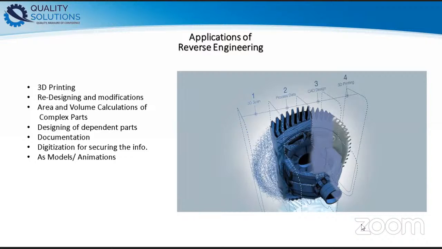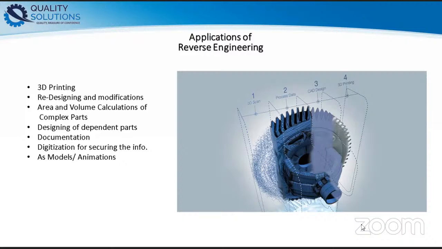It has evolved with time and with the advancement of technologies, and so have its applications. We can use 3D scanning and reverse engineering for 3D printing. Once we have scanned the object and have the mesh data, we can simply go for 3D printing without reversing it. We also use reverse engineering for redesigning and modification.